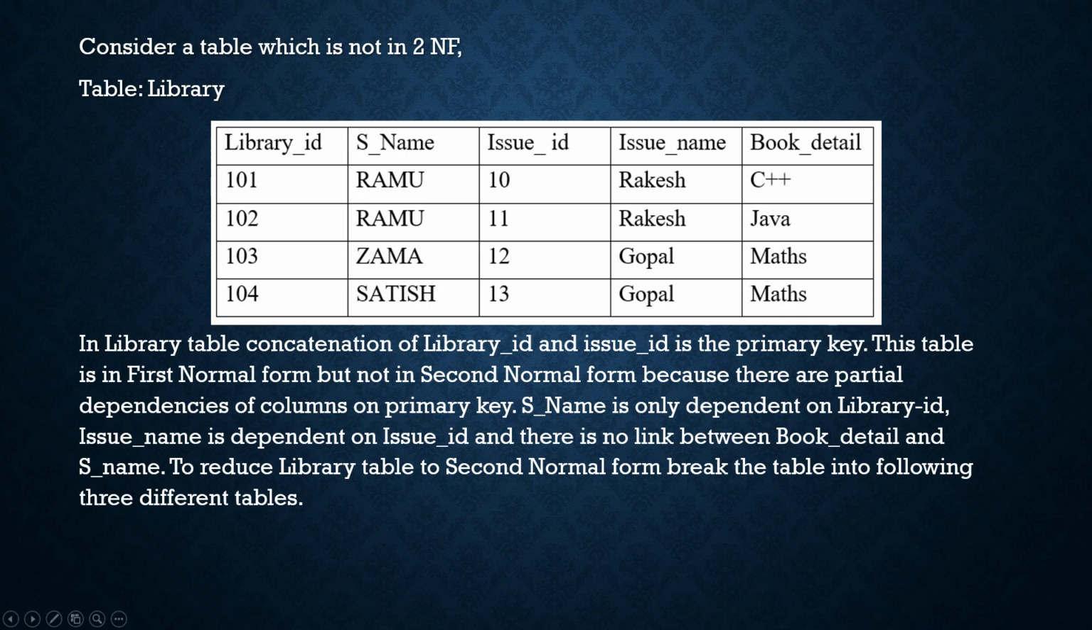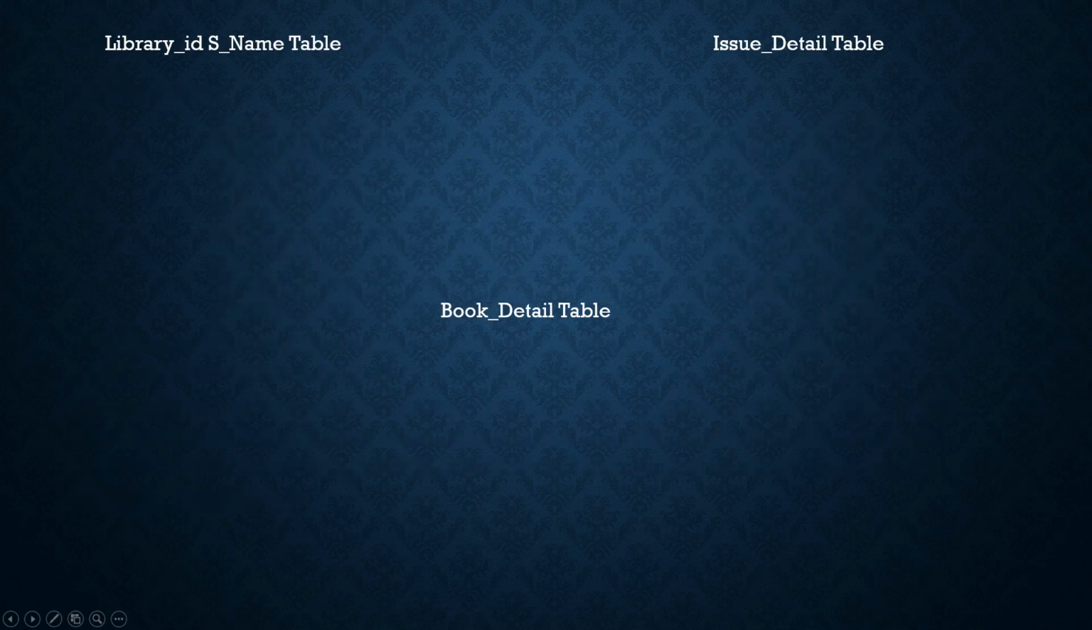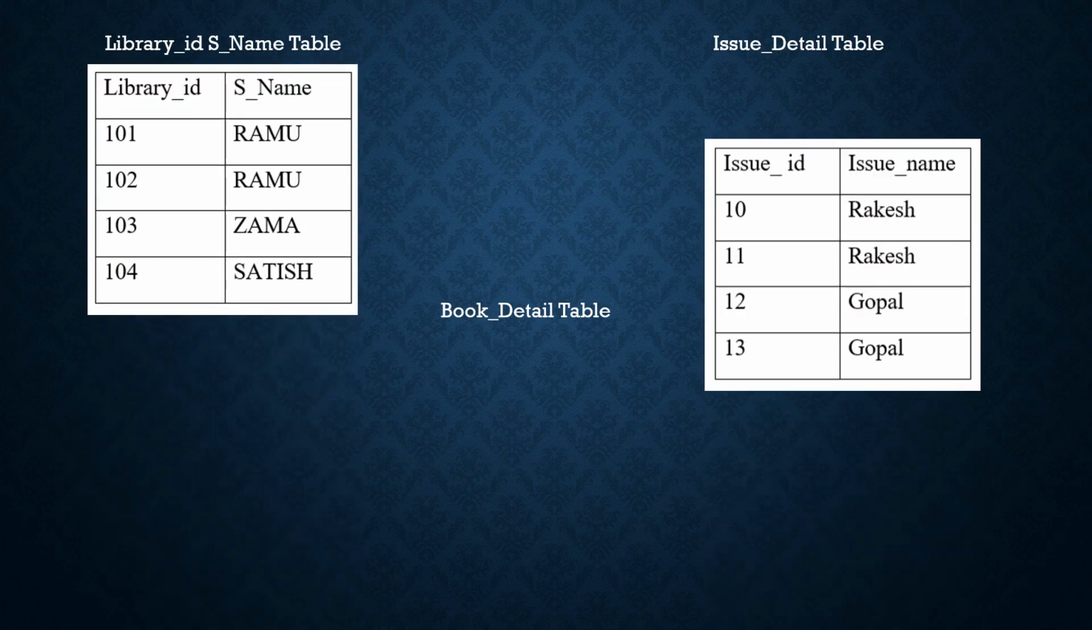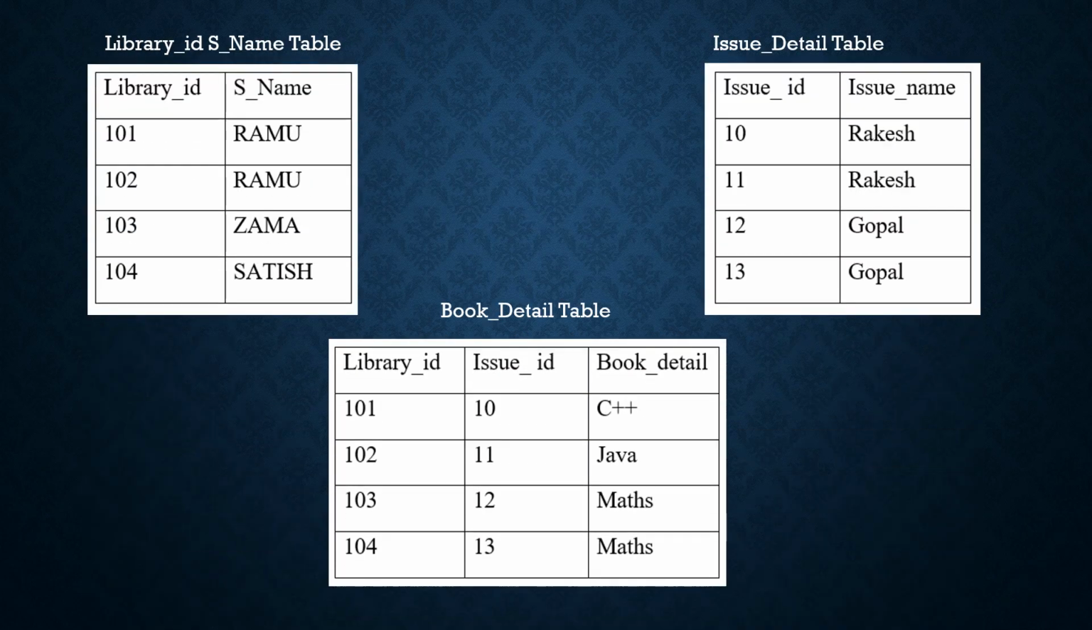Issue ID and issue name. Issue ID and issue name is the second table. Next library ID and then issue ID, book details. See, library ID, student name, issue ID, issue name, and third one is library ID, issue ID and book details. So like this, it will be in the second normal form.